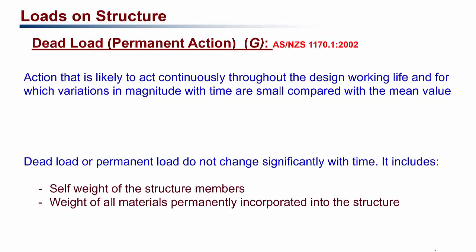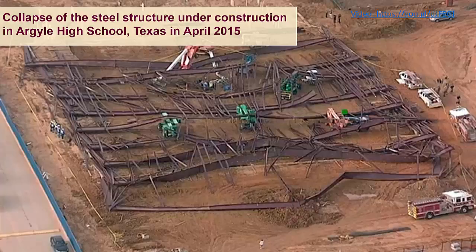We denote it as G in AS 1170.1, and that's where we get the details about the dead load. And of course, the structure has to be strong enough to withstand its own self-weight.